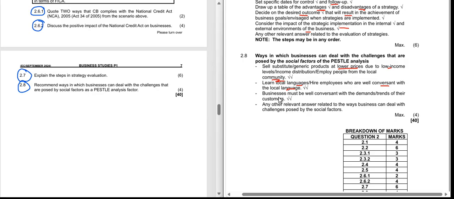Businesses must be well conversant with the demands and trends of their customers. So these are some of the ways you can deal with the issue of the social factors as a PESTLE analysis factor. All right, let's move on to question 3.